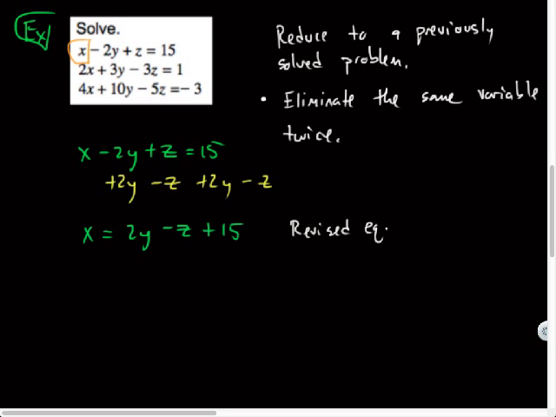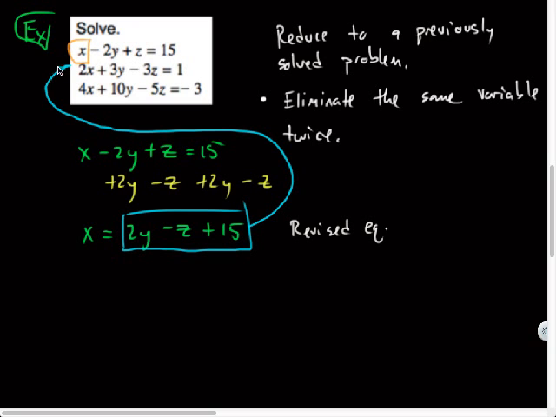Right? And now, if this is truly equal to x, that means I could replace any x at any time, right? And that's fine. That's a legal thing to do by substitution. Now what we're going to do, I want to eliminate the same variable twice. Notice x is defined now all in terms of y's and z's. So if I replace the second equation's x with some expression of y's and z's, there would be no more x's in this equation, right?